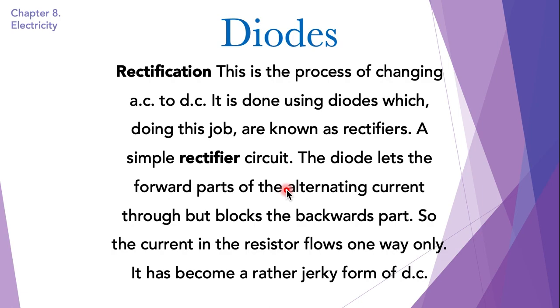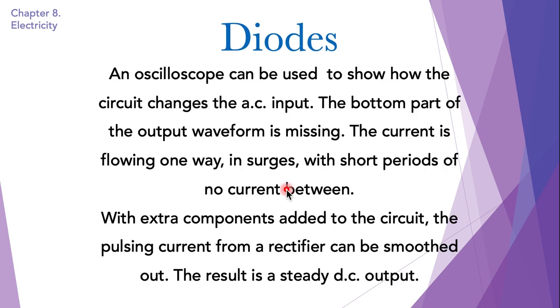So an oscilloscope can be used to show how the circuit changes the alternating current input. The bottom part of the output waveform is missing. This is the part where it moves backwards. So the current is flowing one way in surges with short periods of no current between. But this can be solved with extra components added to the circuit. The pulsing current from a rectifier can be smoothed out. So then we have a steady direct current output.